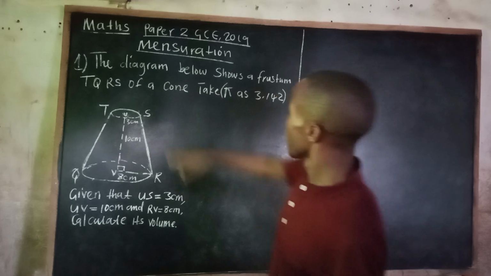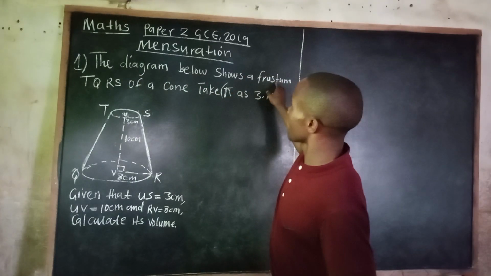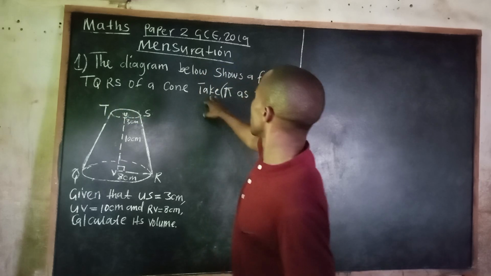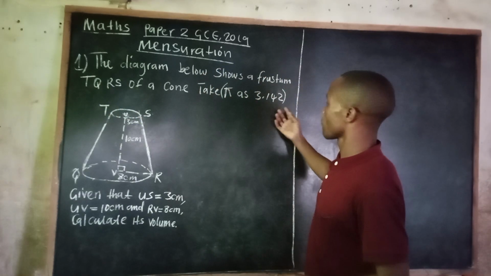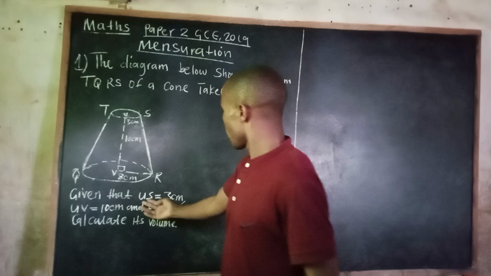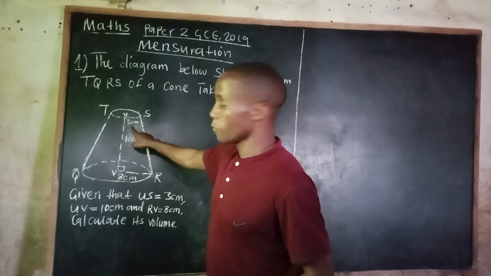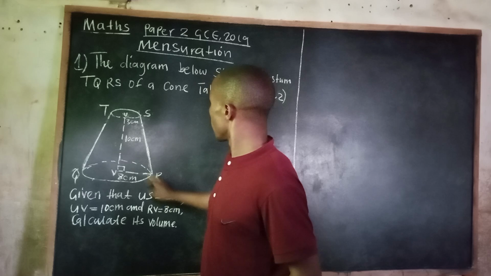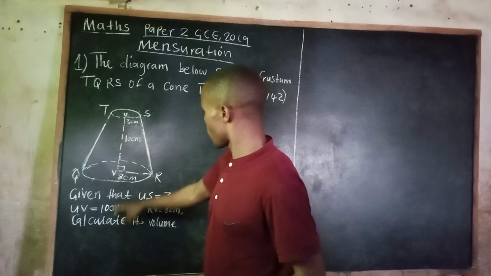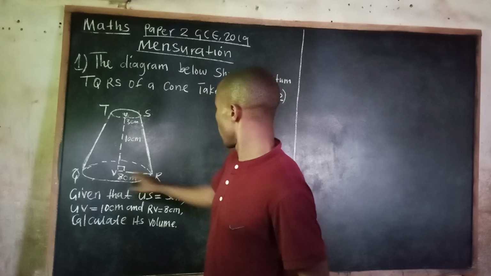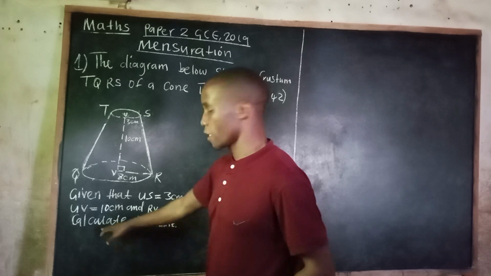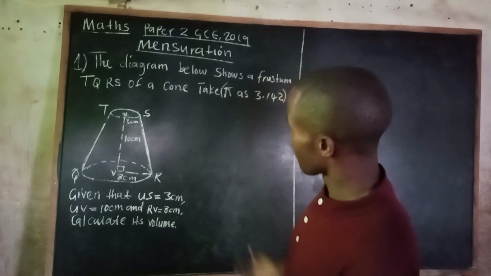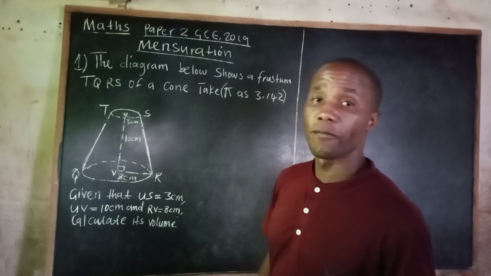Okay, here we go. The diagram below shows a frustum TQRS of a cone. Take pi as 3.142. Given that US is 3 centimeters, then UV is 10 centimeters, and RV is 8 centimeters. Calculate its volume. So we want to know how to calculate the volume of a frustum.